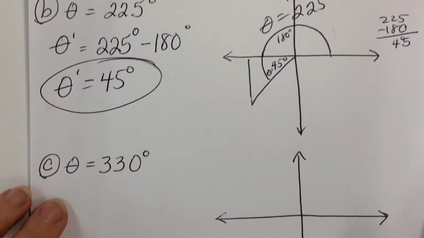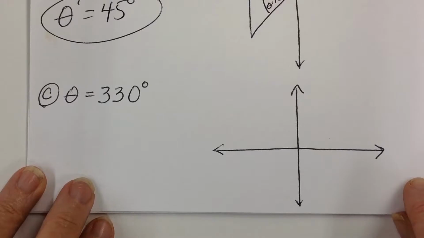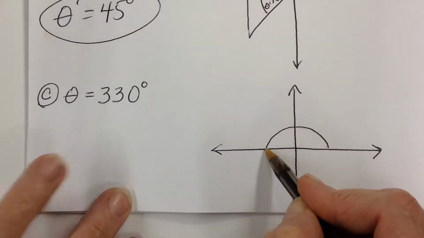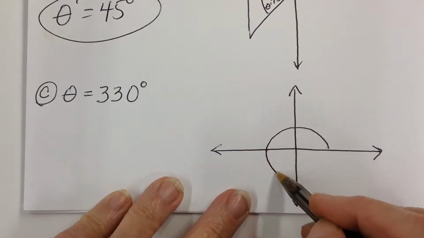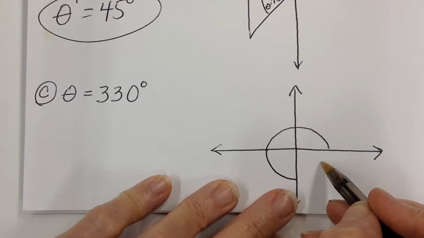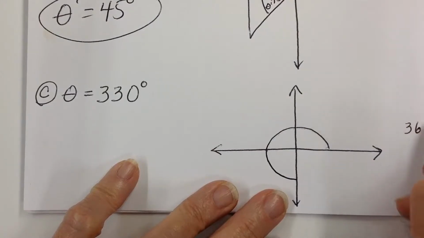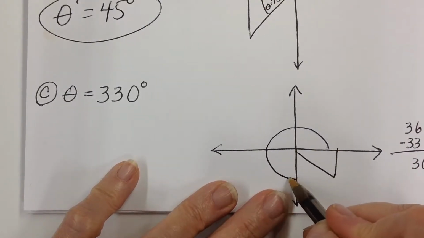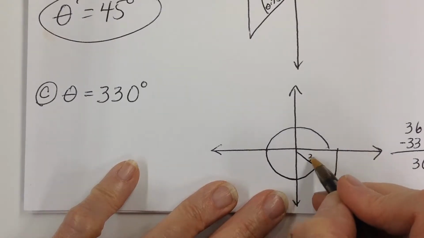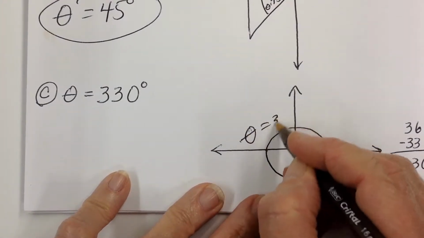Now let's look at the next one. Theta is 330. Think about it. 180 is a semicircle. All the way down is 270. How much further do I need to go? If you think of 360 minus 30, I have a 30-degree reference angle. So I must come all the way around so that I have a 30-degree reference angle. So this is where theta is 330.